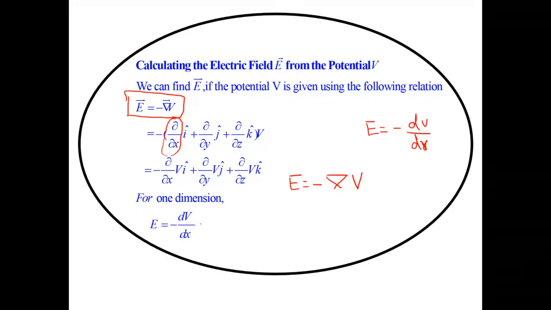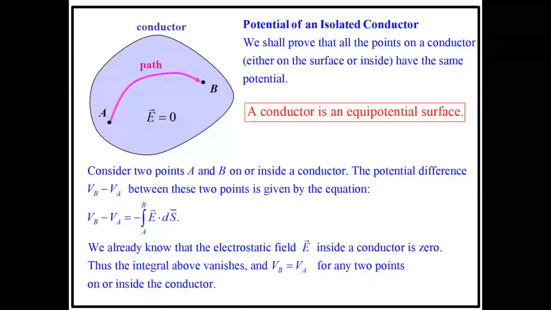If the question is related to the x-axis, you have to write x. If it is related to the y-axis, you have to write minus dV over dy. If it is the z-axis, minus dV over dz. But generally, all the time we will consider the x-axis concept. So please don't forget this formula. Clear, my dear? Clear, doctor.